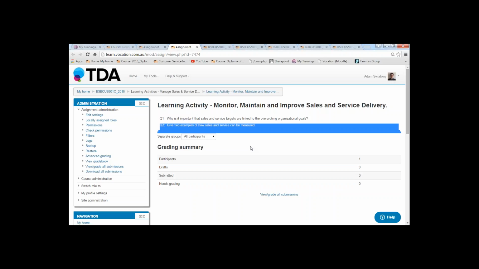So some of those ideas that you're talking about are fantastic service quality KPIs, which are perfect for this question. Think about your own business. How do you actually measure sales? How do you measure service in your own business?